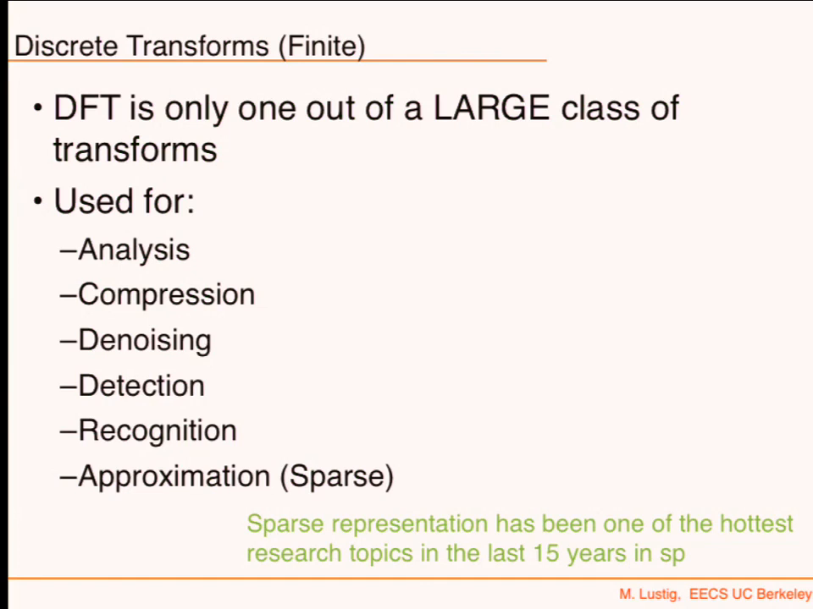And then if you want to approximate a signal, and that actually relates to compression, using a sparse number of coefficients, if you have this dictionary, then you can just store the coefficients. That's another way that people use transformations. And I have to say that sparse representation has really been the hottest topic in the last 15 years in signal processing. So this is a really important tool.